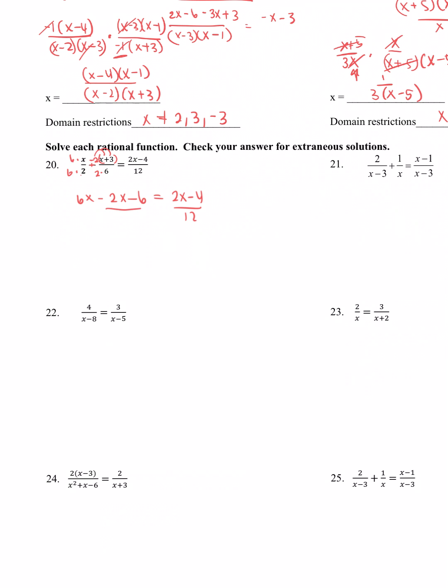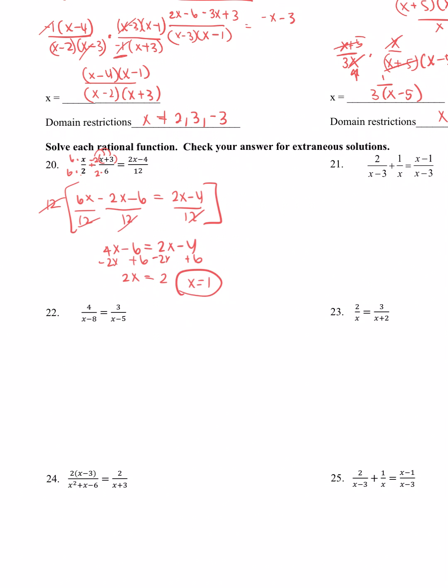And every one of these terms here are over 12, and if I multiply that away, I can look at just what's in the numerator and use just that equation to solve. So 6x minus 2x is 4x minus 6 equals 2x minus 4. When I subtract the 2x from both sides, I get 2x, and I'm going to add 6, is equal to 2, so x is equal to 1.